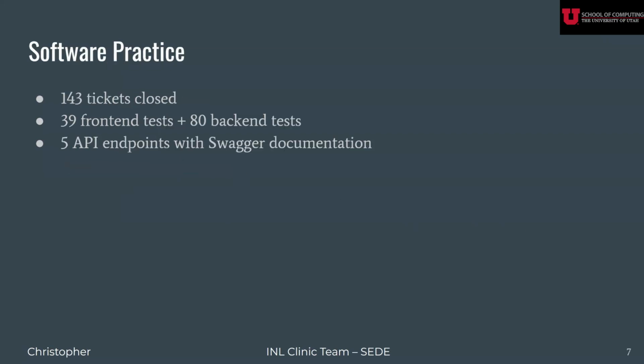We extensively use GitLab's issue tracking system to manage our project. We ended up closing over 140 tickets between the four of us. And we implemented 39 tests on the front end and 80 tests on the back end. These were all automatically run in our pipeline every time we deployed a new change. We ended up creating 5 API backend endpoints with Swagger documentation as well.